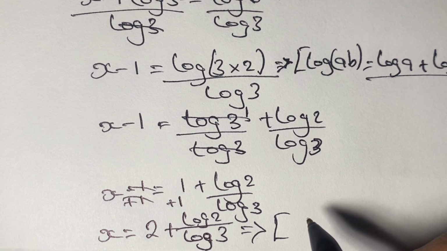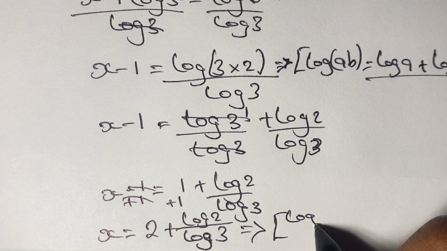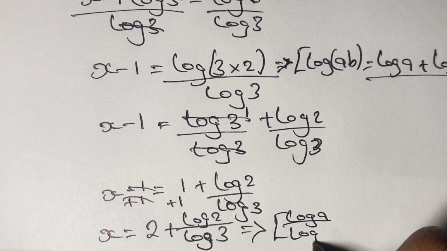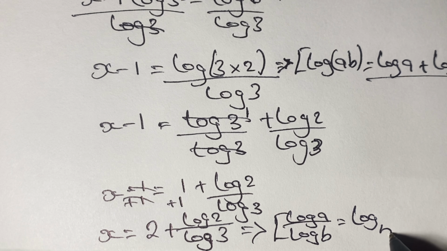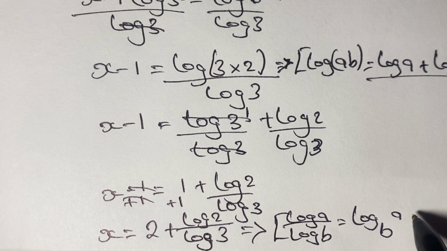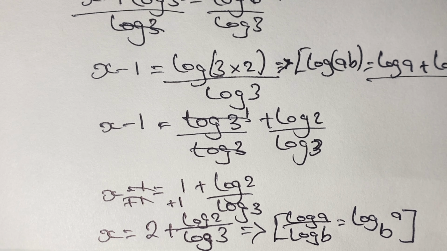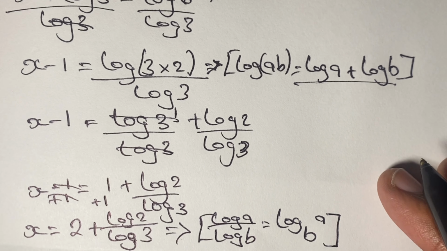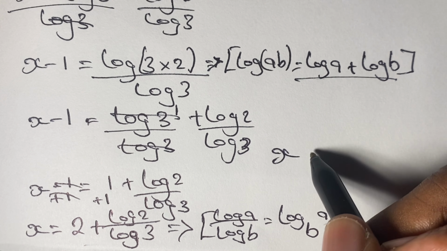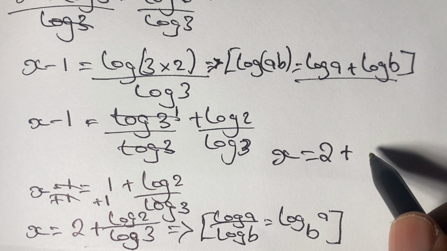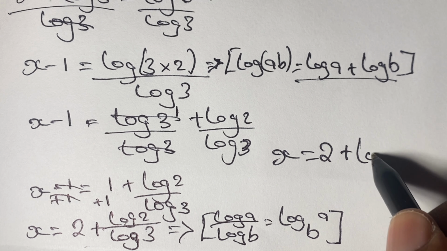Now this is potentially our answer, but we'll be simplifying this a bit further. We'll be using this logarithm rule, where log a over log b is the same as saying log base b of a. So we'll be using this rule to simplify our answer for x. So then x therefore equals 2 plus log base 3 of 2.